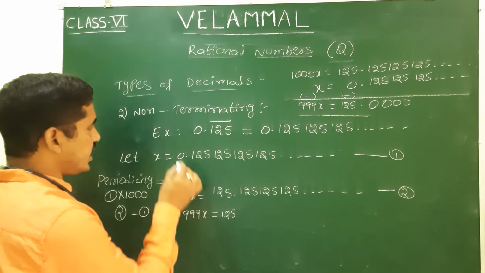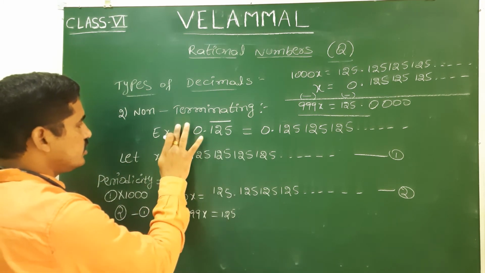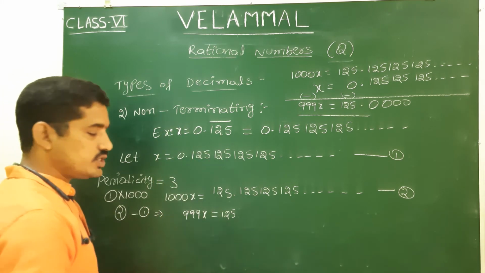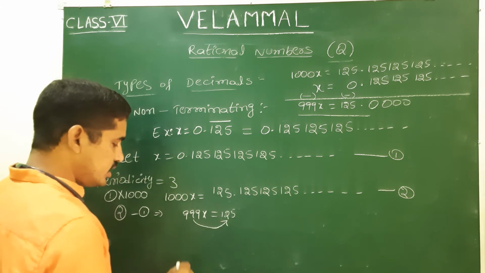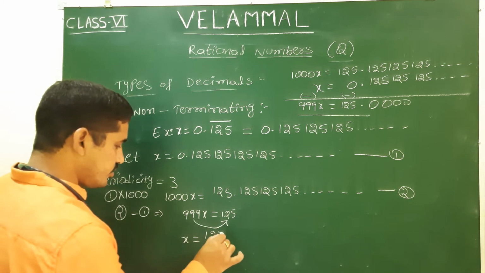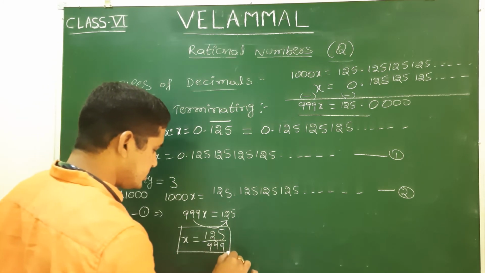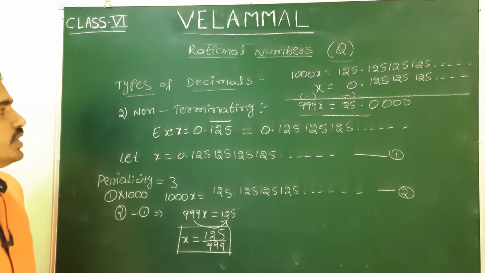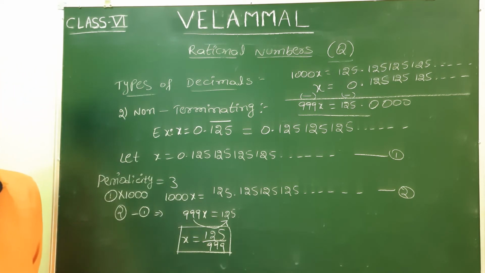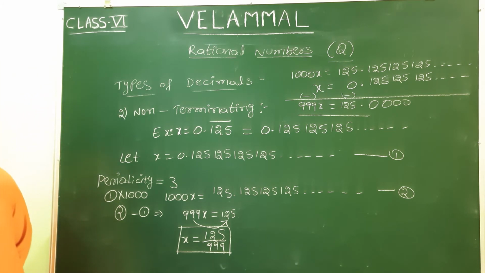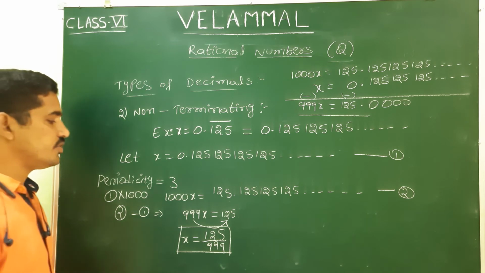Now actually x we need to convert into the rational number. So by that we send 999 to this side. Then x is equal to 125 by 999 we will get. This is the procedure to convert a given pure recurring decimal number into the rational number. Okay, the same way we can use it for the mixed recurring number also.